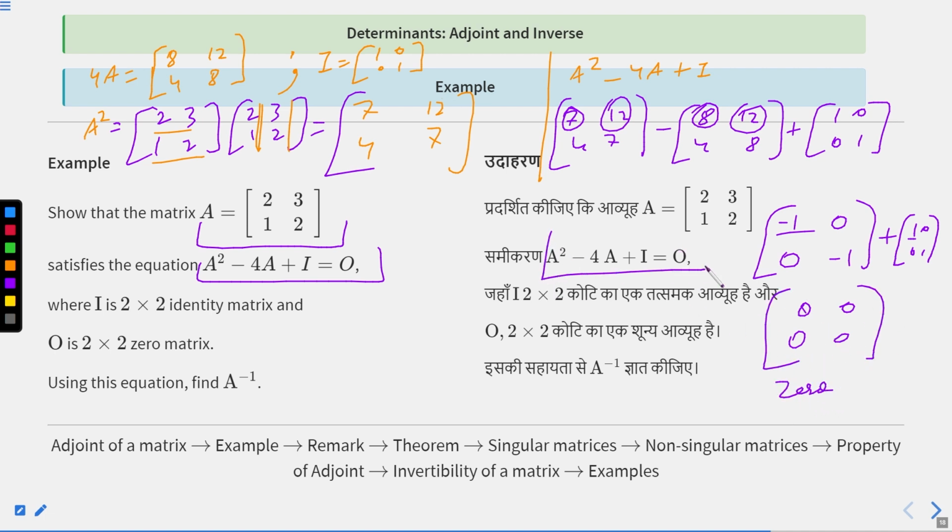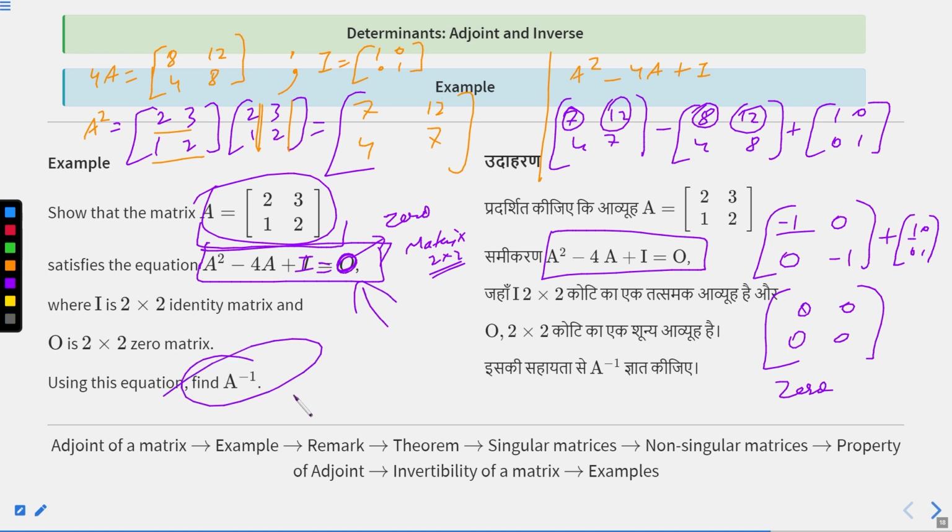So we have shown that this matrix A satisfies this equation. A square minus 4A plus I, the identity matrix, will give you 0, the zero matrix of order 2 cross 2. Now using this information I have to find A inverse.